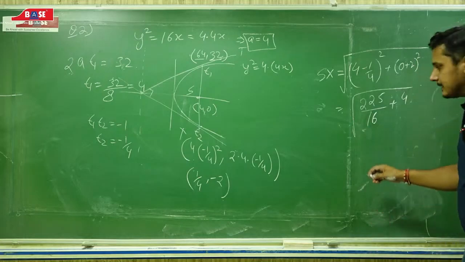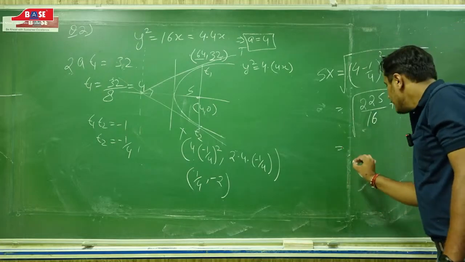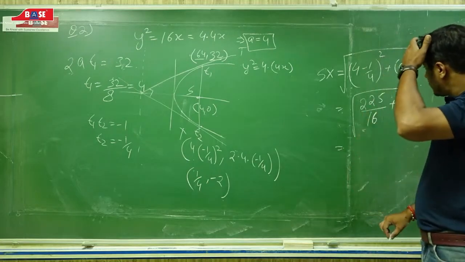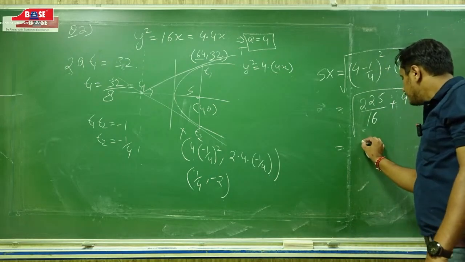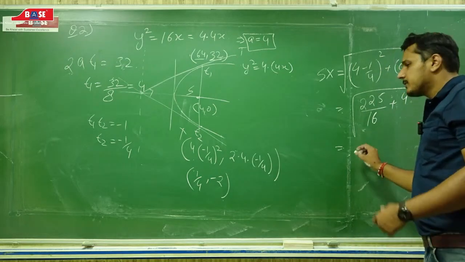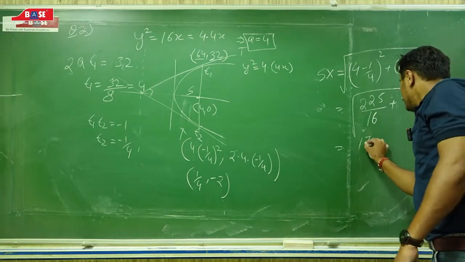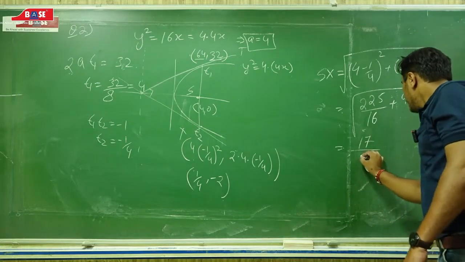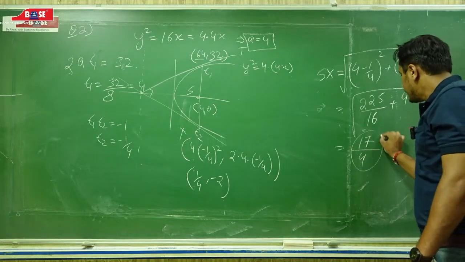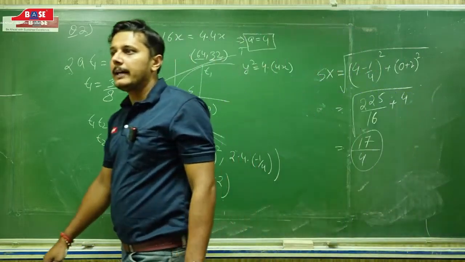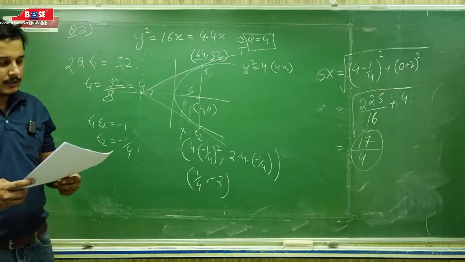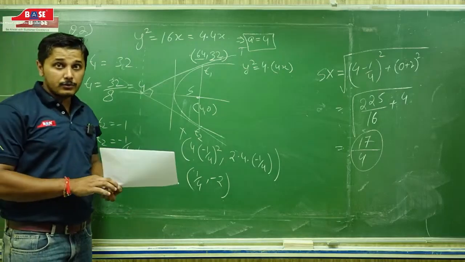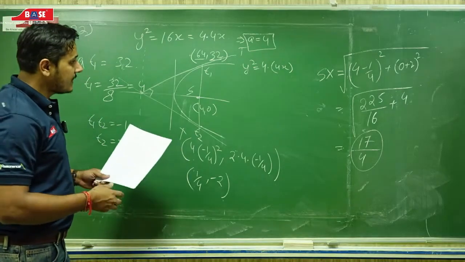So let's take LCM. So this will become 225 plus 64, that is 289, and square root of 289 is 17. Square of 17 is 289, and this will be 4. So what will be my answer? Answer will be 17 by 4. Which option is there? Again option C. So question number 1 and question number 2 both have option C as the answer.